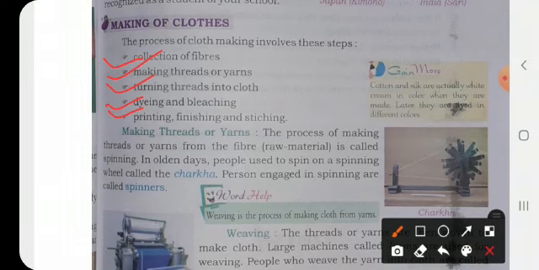Now, making threads or yarns. How are threads or yarns made? The process of making these threads and yarns from the fiber is called spinning. In olden days, people used to spin in the charkha. You must have seen Gandhiji. He used the charkha to spin his own cotton threads, and they were then woven into clothes. And these people who are engaged in spinning are called the spinners.